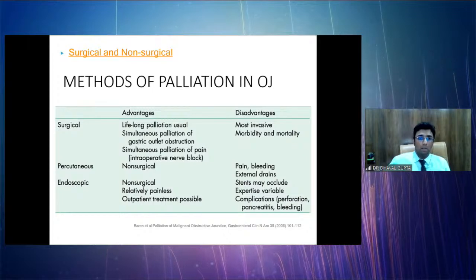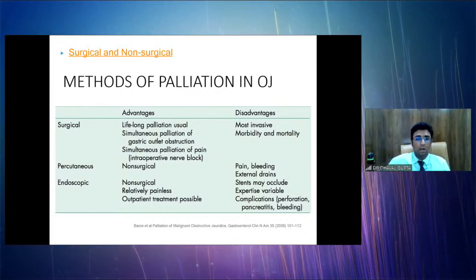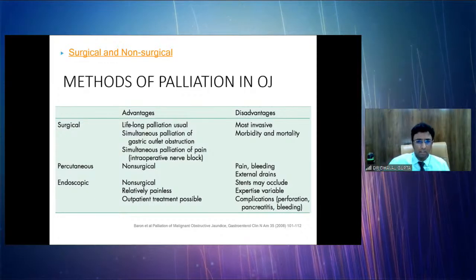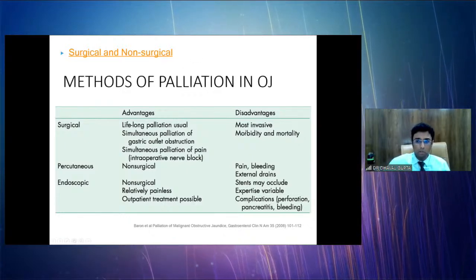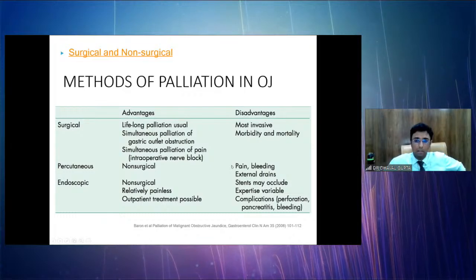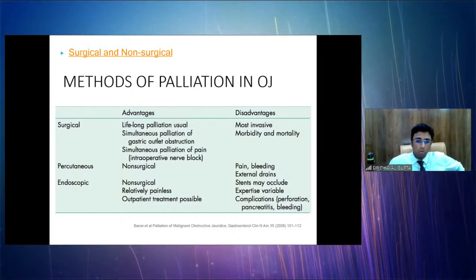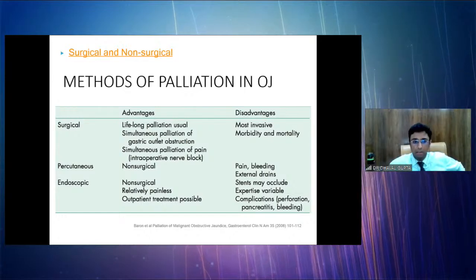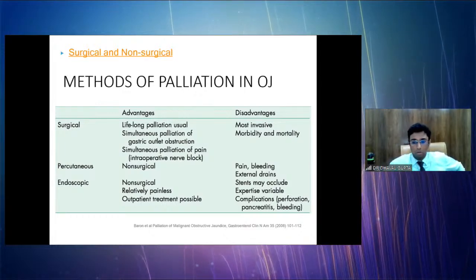What are the methods of palliation in obstructive jaundice? There are mainly three types: surgical, percutaneous, or endoscopic. The advantage of surgical palliation is that lifelong palliation is usual. Simultaneous palliation of gastric outlet obstruction and pain can be done, but it is more invasive, quite morbid, and associated with some mortality. Percutaneous drainage is non-surgical, but it has inherent problems with pain, bleeding, and external drains. Endoscopic procedures are non-surgical, relatively painless, and most of the time outpatient procedures. The disadvantages are that stents may occlude and expertise may vary. For the EUS-guided procedure, the interventionist requires higher expertise, and there are also complications.